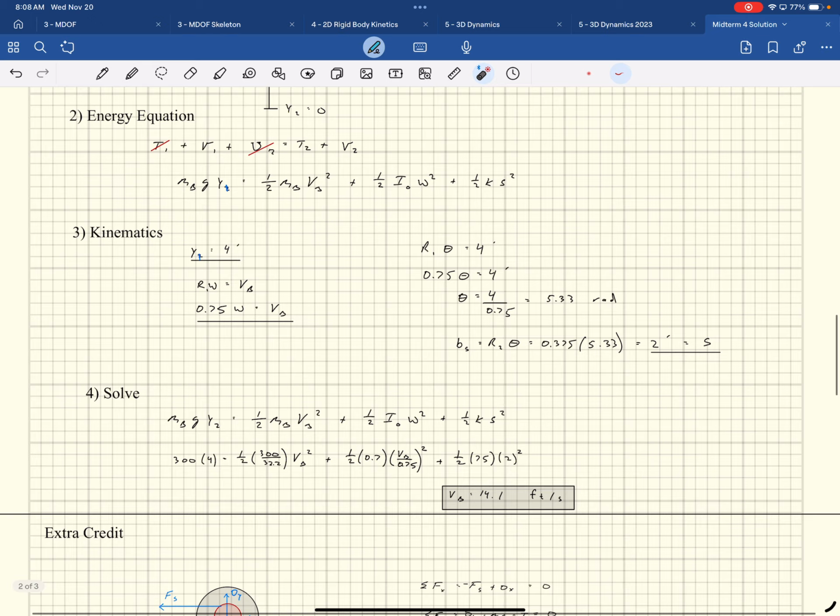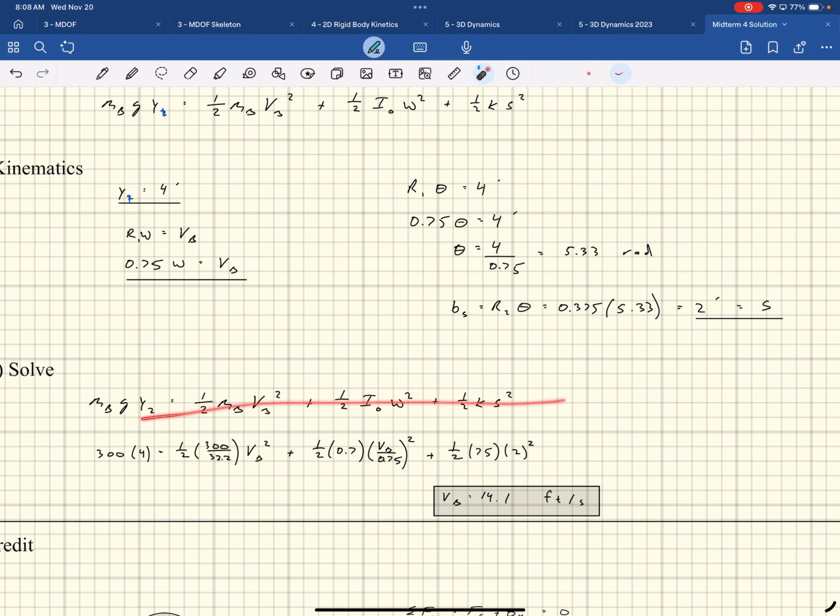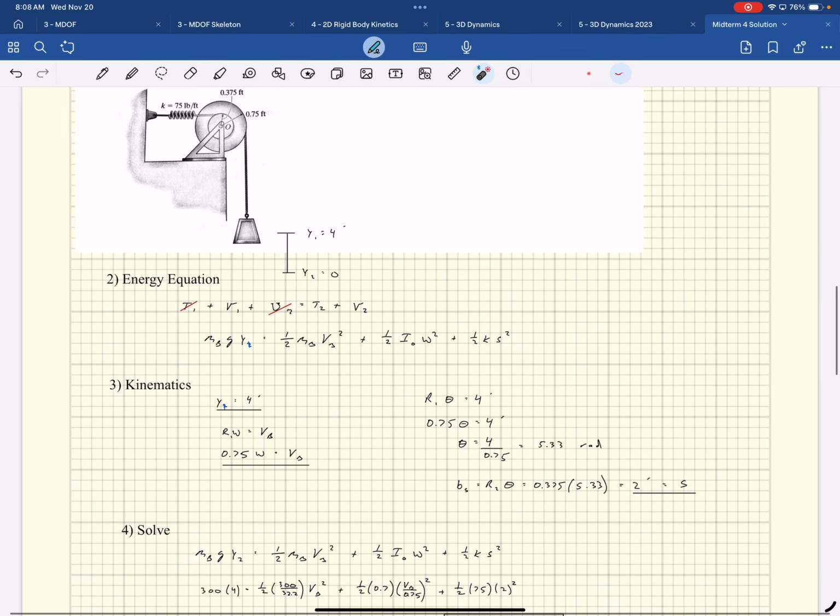Solving, at this point, we have all the components, plug in all your values, right? And then out pops 14.1 feet per second for my velocity. I solved in terms of velocity first, and then I actually didn't even solve for omega, but omega in this case would just be that divided by 0.75, which ends up being 18.8, right? So the combo was 14.1 and 18.8. Any questions about that one? Like I said, where people were messing up is, they were leaving off one of these.